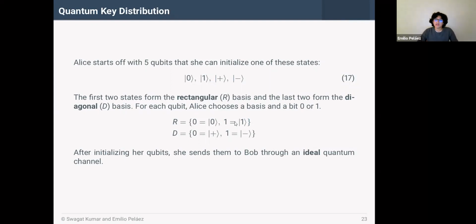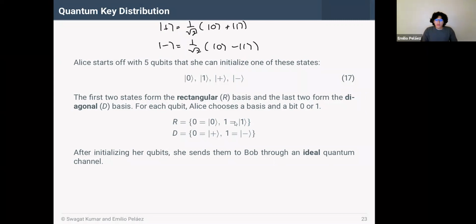So in this case, Alice will start off with 5 qubits that she can initialize to one of these states. So the normal 0 and 1 that we know, and the plus and minus, which are just, remember, the superposition. And the minus state is just the same, but with a negative phase to the ket 1.